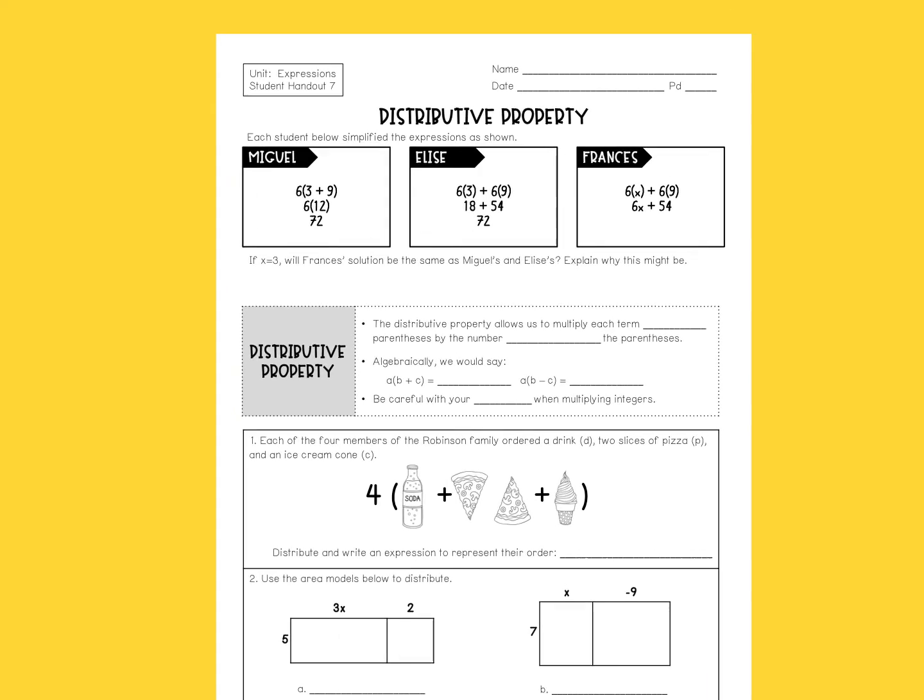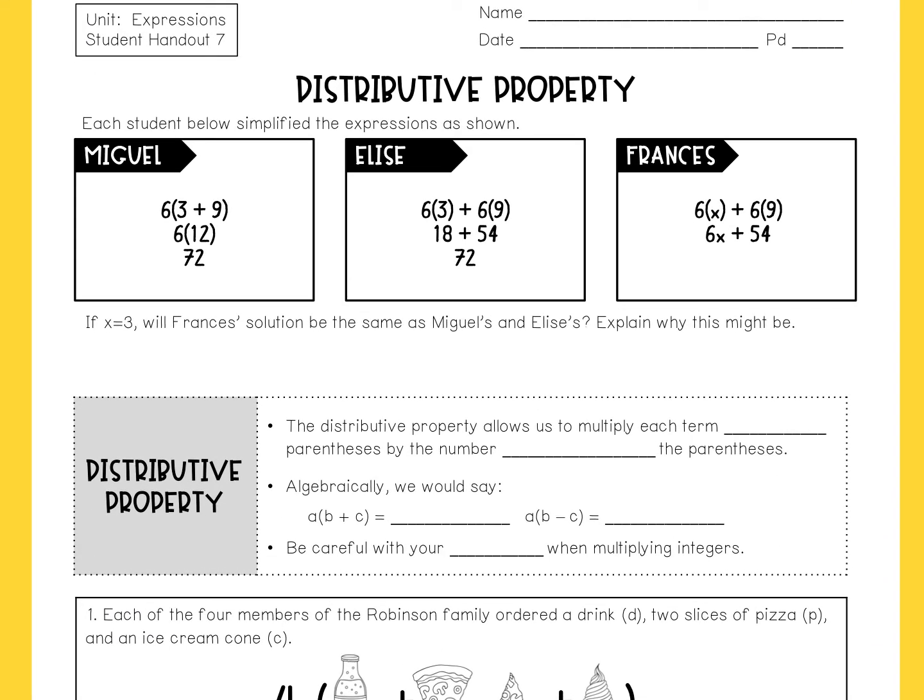All right, today we're going to be talking about the distributive property. It says each student below simplified the expression as shown. Miguel has 6 times 3 plus 9. Using the order of operations, he solved what was in the parentheses first and said that 3 plus 9 was 12. So he had 6 times 12. He solved 6 times 12 to get 72.